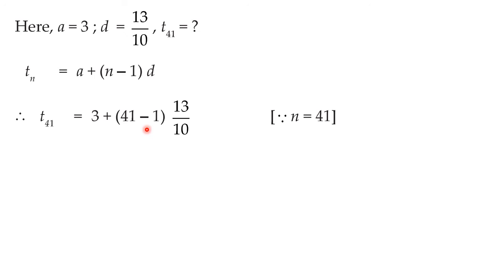So 41 minus 1 is 40. That we can write in next step. Now what you will find is this 10 will get cancelled with this 40. 10 4s are 40. So 4 into 13 is 52 here. First you have to go for multiplication. Don't go for addition first. Always keep in mind. So 10 will get cancelled with 40 and here you will get 4. And 4 into 13 is 52. So it is 3 plus 52 which is equal to 55. So T41 is equal to 55.